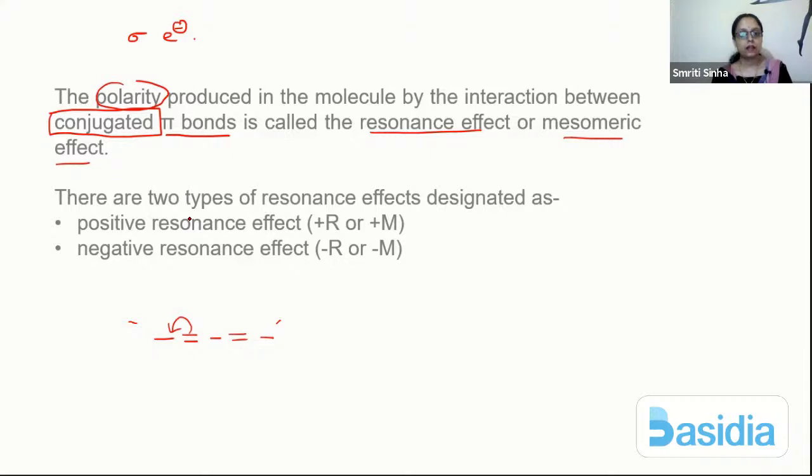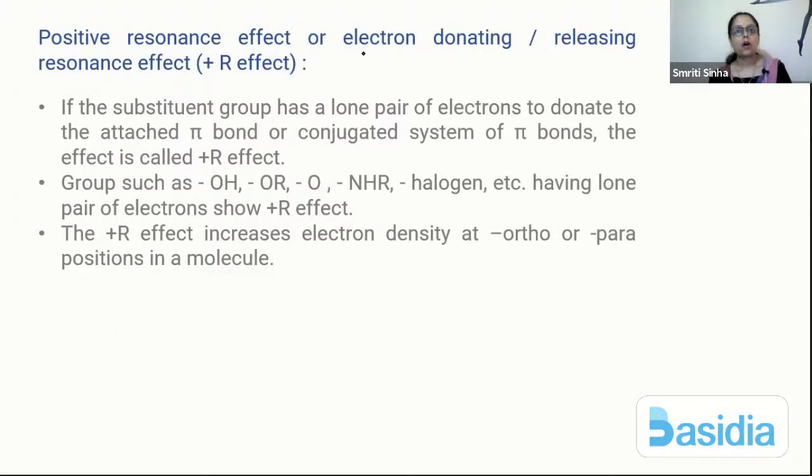Now again, like inductive effect, here also resonance effect is of two types. First, positive resonance effect or plus R. It is also denoted by M because M stands for mesomeric, which is another word for resonance itself. So in exams, sometimes they give you the letter M, sometimes R. Both are one and the same. Positive resonance effect is denoted by plus R or plus M. Negative resonance effect is denoted by minus R or minus M. So let's see first the positive resonance effect, or electron donating or electron releasing effect, that is plus R effect.